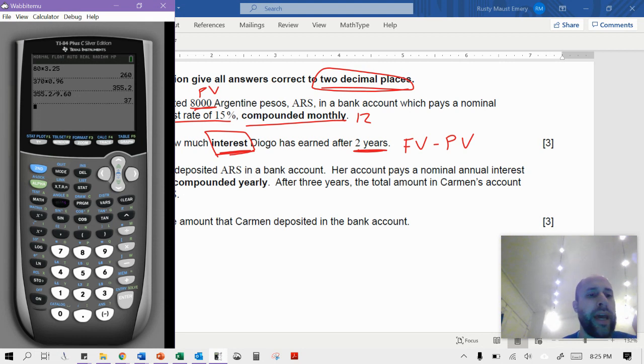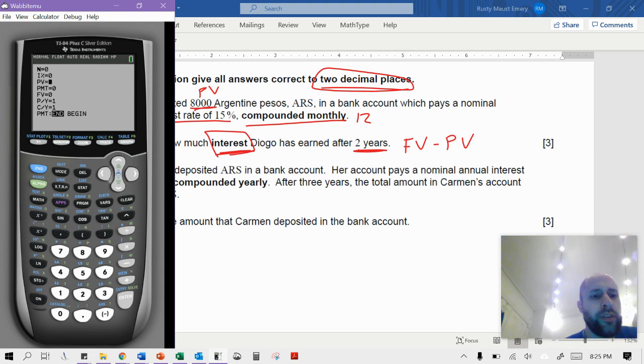So this is a financial app question. Remember, you go to apps, go to finance, TVM solver. Right off the bat, I know the present value is 8,000. Just remember, put that in as a negative. Payment is still 0. Percentage is 15%. Capital N, remember, is the number of compounds per year times the number of years. So 2 years times 12 times per year gives us 24.